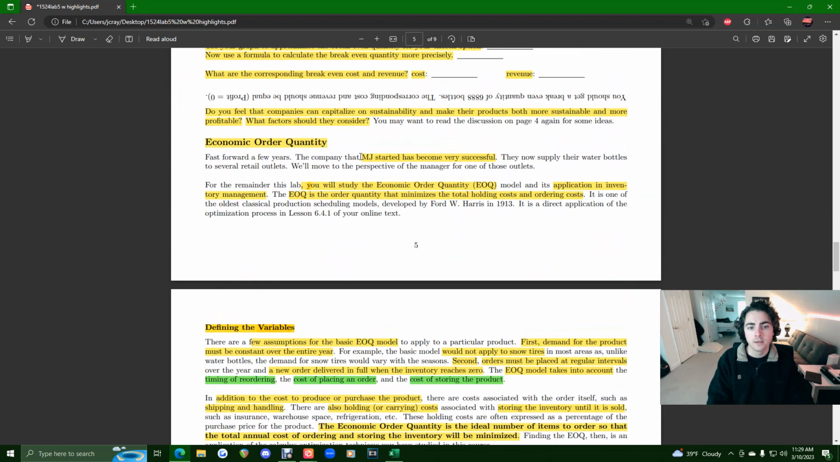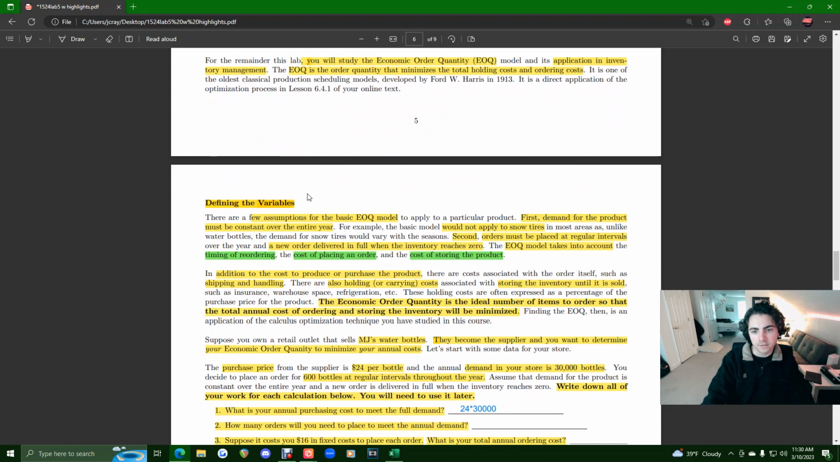MJ, the company they started, has become very successful. In this lab, you're going to study the economic order quantity model and its applications in inventory management. The EOQ is the order quantity that minimizes the total holding costs and ordering costs.